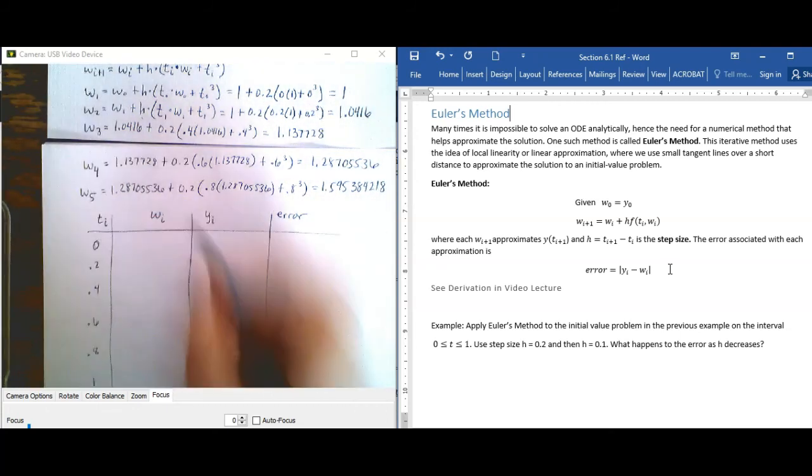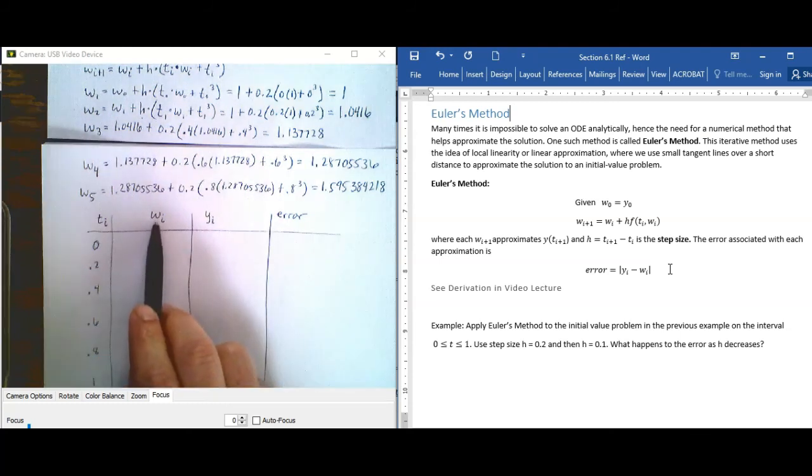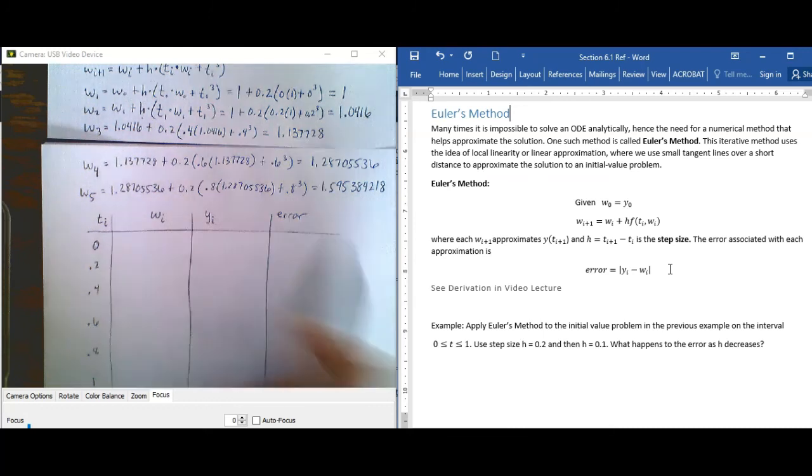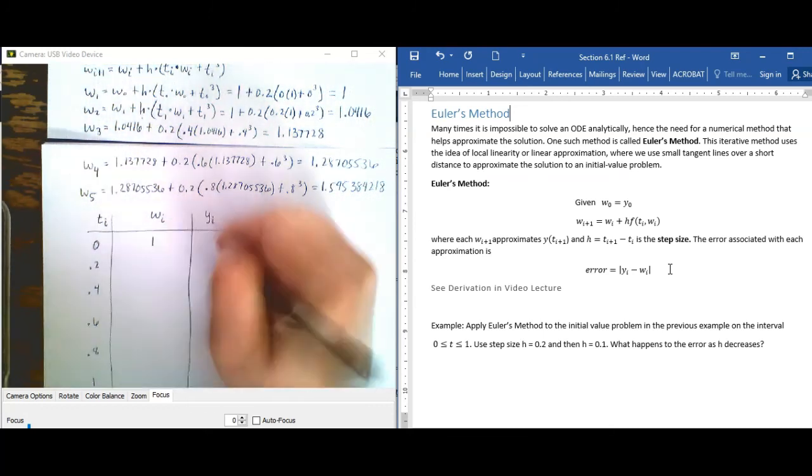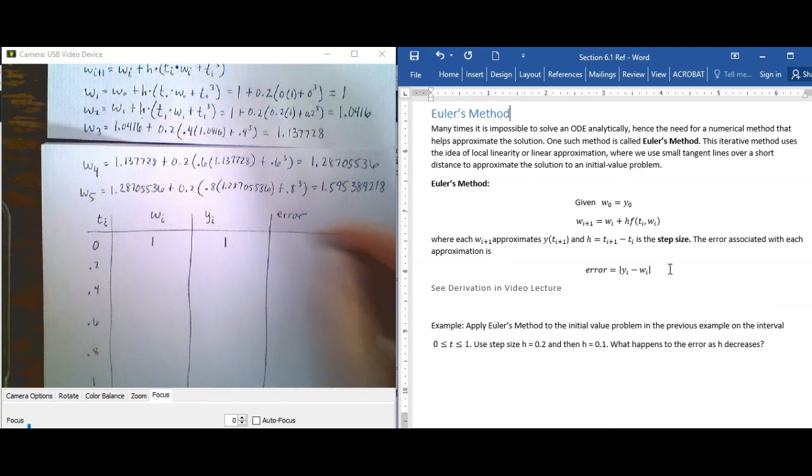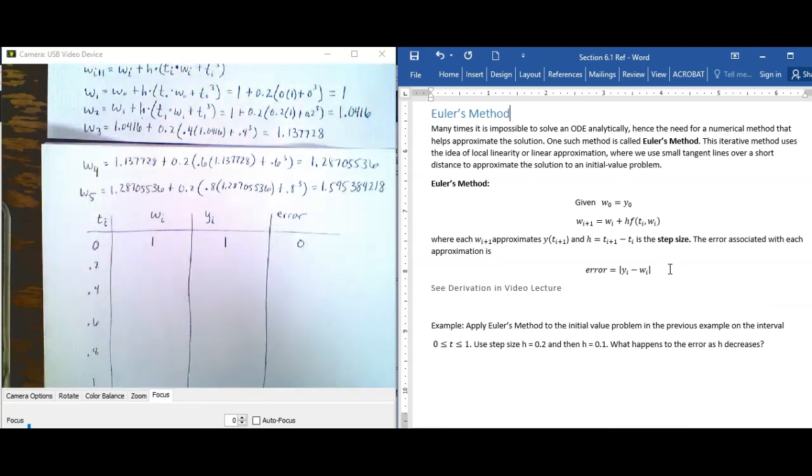So at 0, it is known that these two values are the same, right? So that would be 1 and 1. So the error is 0, of course, it's known.